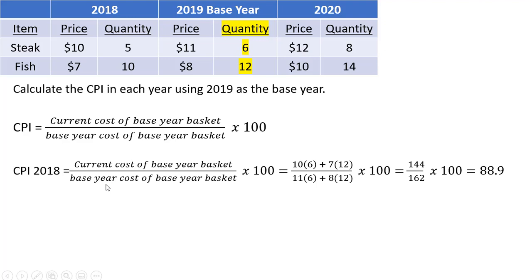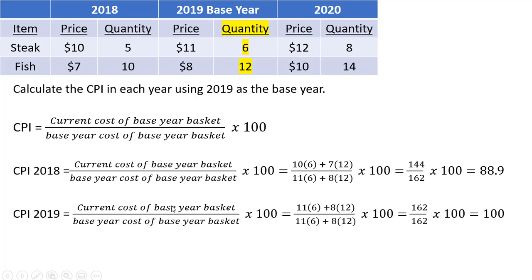And then we calculate in the denominator the base year cost of the base year basket. So we're going to use the base year prices and multiply those base year prices by, once again, our fixed basket. So we got 11 times 6 plus 8 times 12 in the denominator. We're going to multiply this by 100. It's common to do that, to put this in index number form. And after our calculations, we get a CPI in 2018 of 88.9.